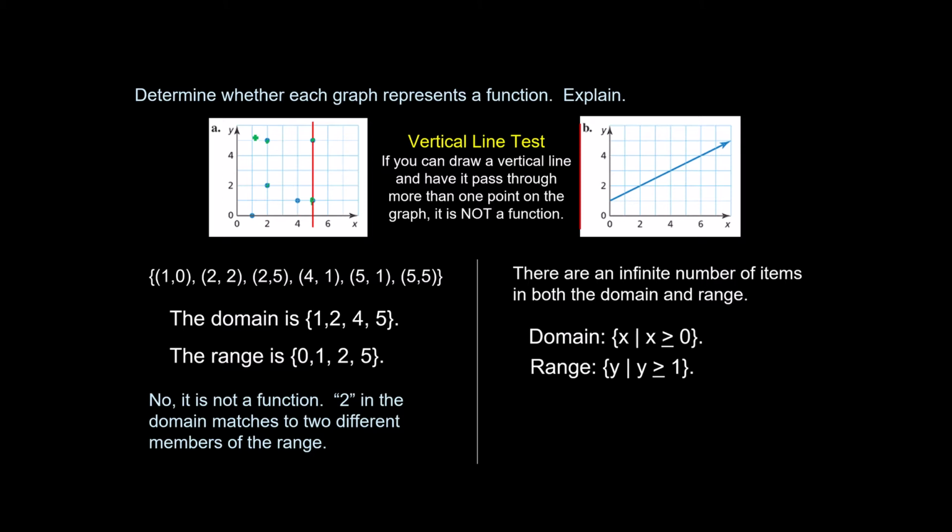Let's look over here at the graph on the right, this continuous graph where you have the connected dots. If I were to do the same thing over here, notice that as it slides along that graph, it never, ever, ever touches that blue line in more than one spot at a time. That means this is, in fact, a function.